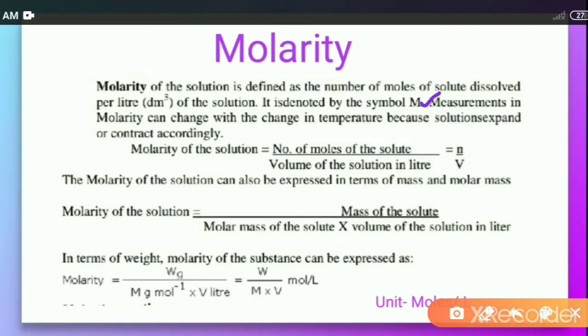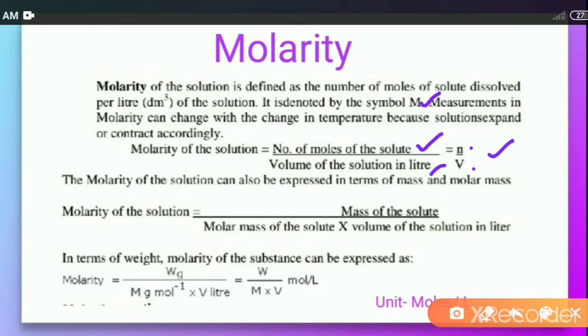So how do we find the molarity of the solution? Number of moles of solute divided by the volume of solution, which you need to take in liters. Let the number of moles be represented by small n, and capital V is the volume of the solution in liters. So the formula for molarity of the solution is n by V.